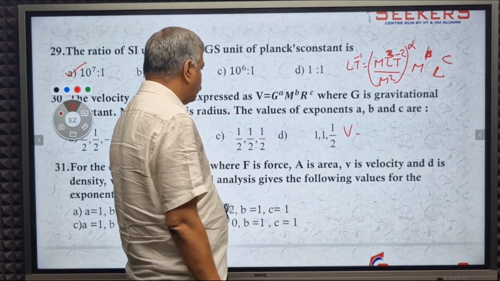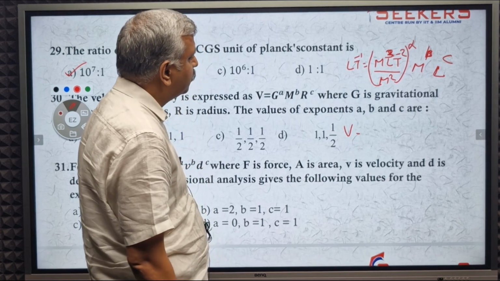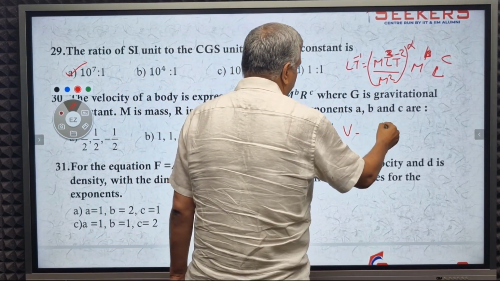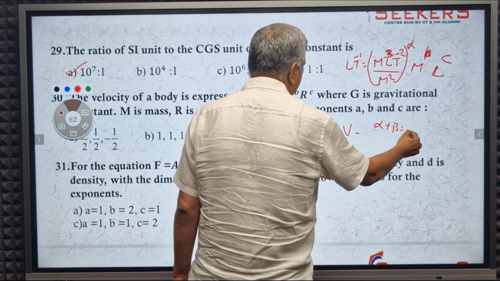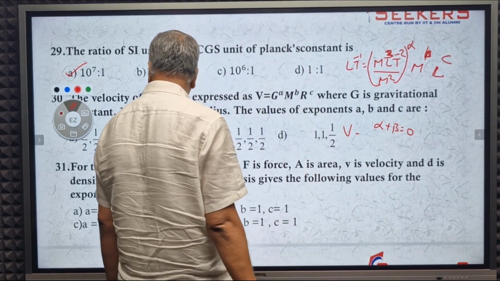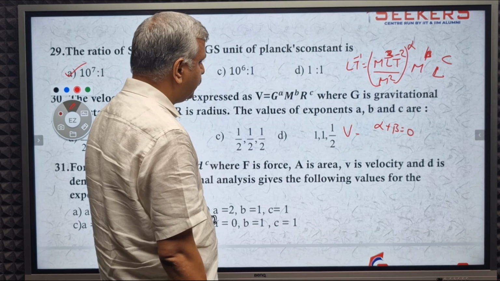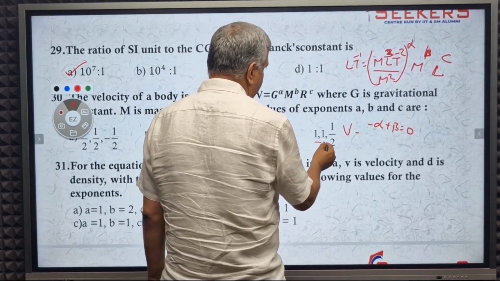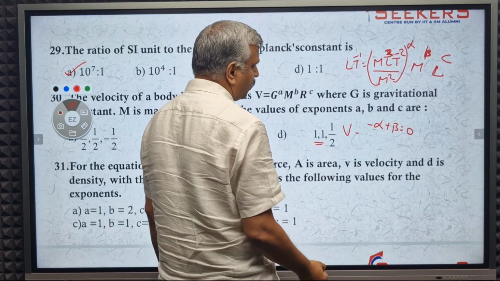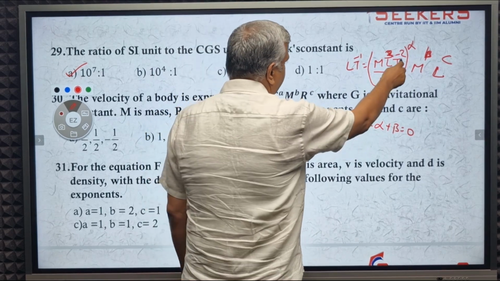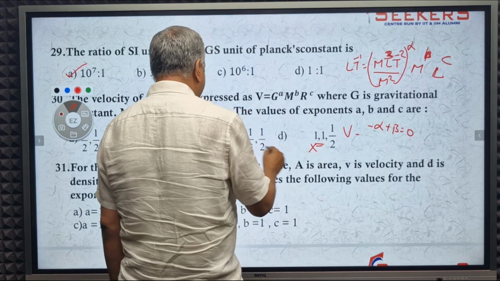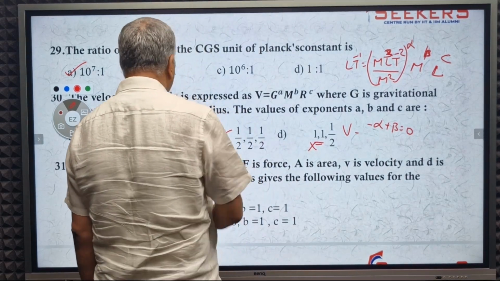So now if I want to know the values, let's look at m. Here it is m power minus 1. So alpha plus beta should be equal to 0, which means minus alpha plus beta is 0, so both should be the same. Alpha and beta are the same, no problem. Let's look at t: here t power minus 2 alpha, so alpha is half. So neglecting this, it has to be this or this.